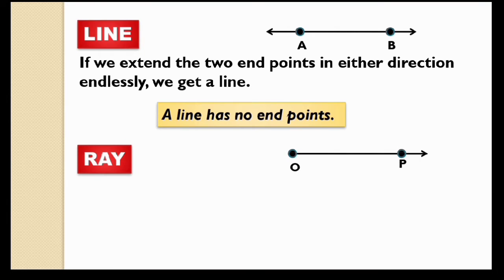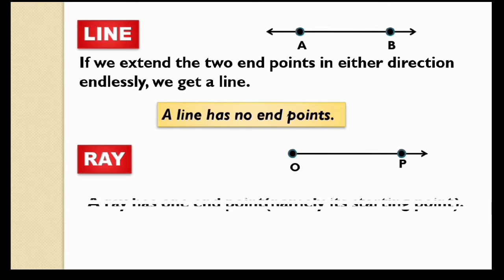Ray. Here, OP is showing a ray. A ray has one end point, namely its starting point. In this diagram, O is the starting point and we can extend this line from O to P only in one direction.